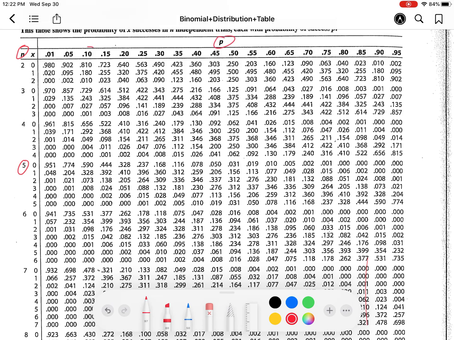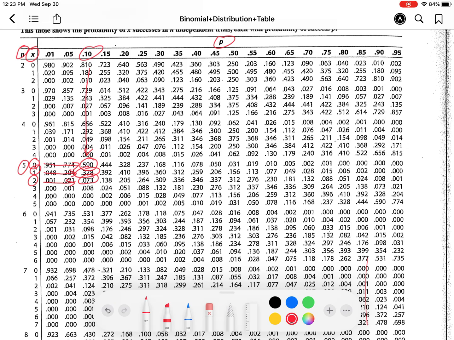Okay, so first n equals 5, right? Then little p equals 0.1. Then x equals 0. Here's x equals 0, 1, and 2. Here, here, and here. So we're going to take those 3 probabilities, that's x equals 0, x equals 1, x equals 2's probabilities, and we're going to add them together.